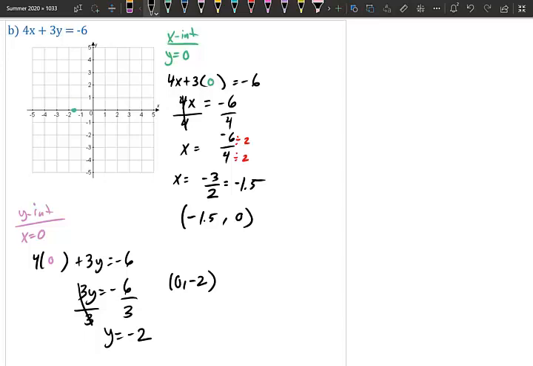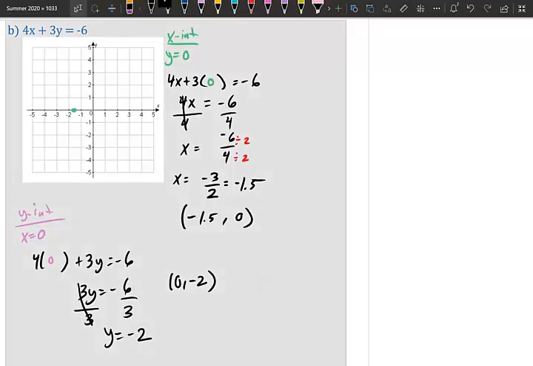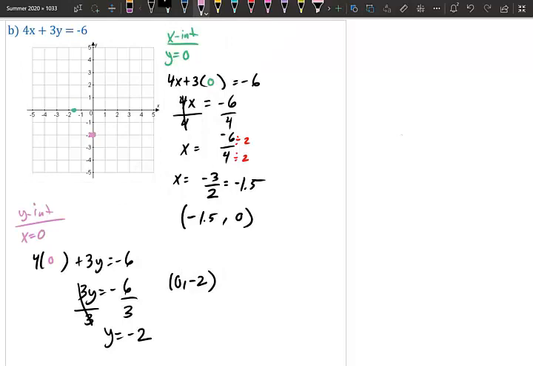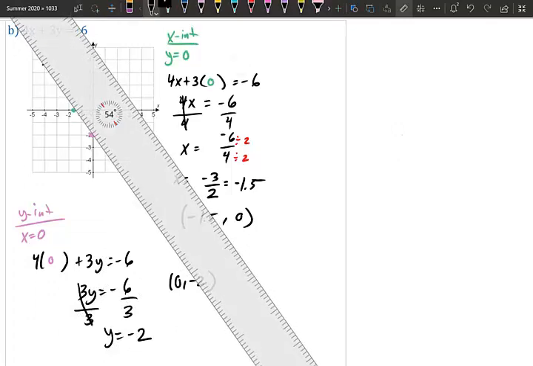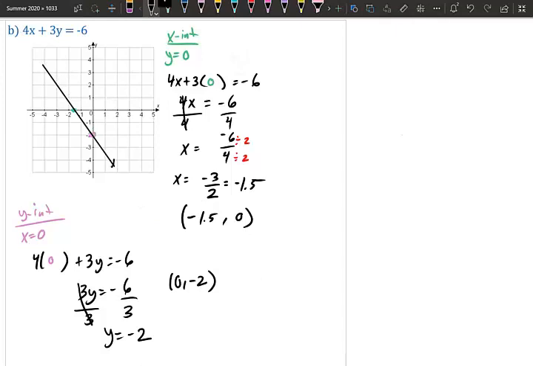So I don't go left or right at all. I just go down 2. And then we connect the dots. Now, I'm not the biggest fan of using intercepts to graph, but if all else fails, do it. You'll still get the answer. It's just another way to do it. We'll practice using slope-intercept form in a different section, 3.3. This is just like an introduction to graphing. So in 3.3, we will graph a lot more.